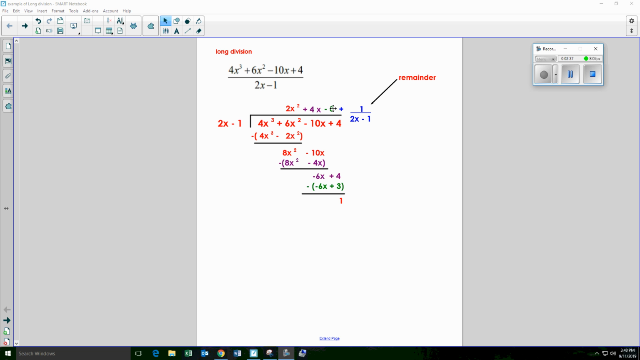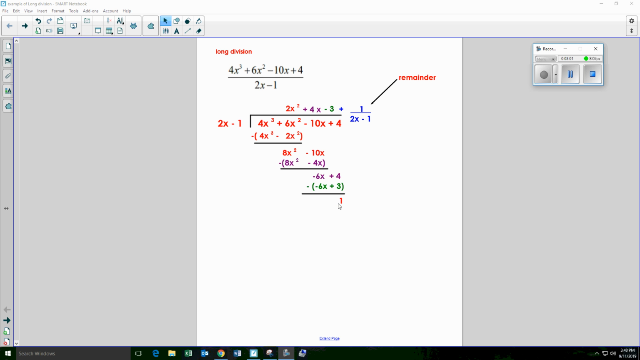So now I change to green. Now distribute this through here and bring it down here. Negative 6x and positive 3. Parentheses around it, subtract, and it wipes out the first term, and you have 4 minus 3, which is positive 1. Now we are done here because this does not divide evenly by 2x. So this is my remainder.